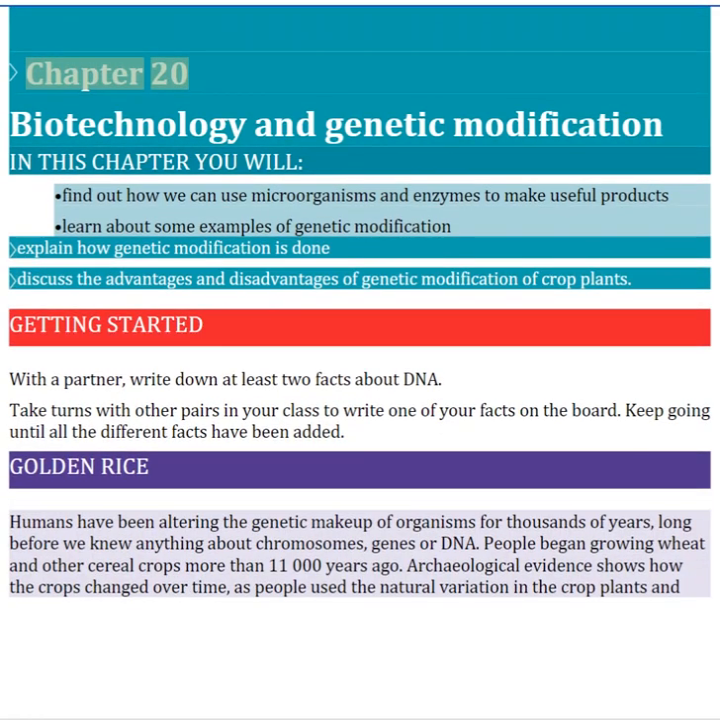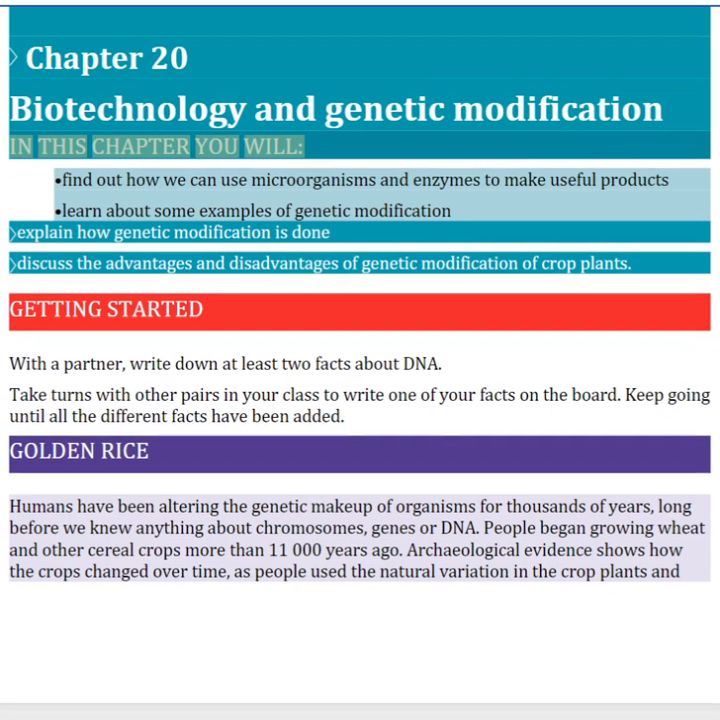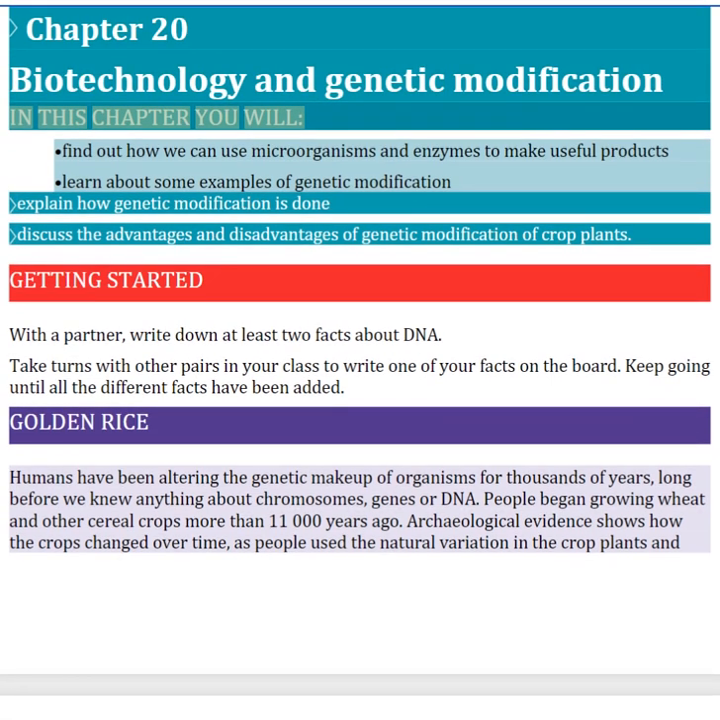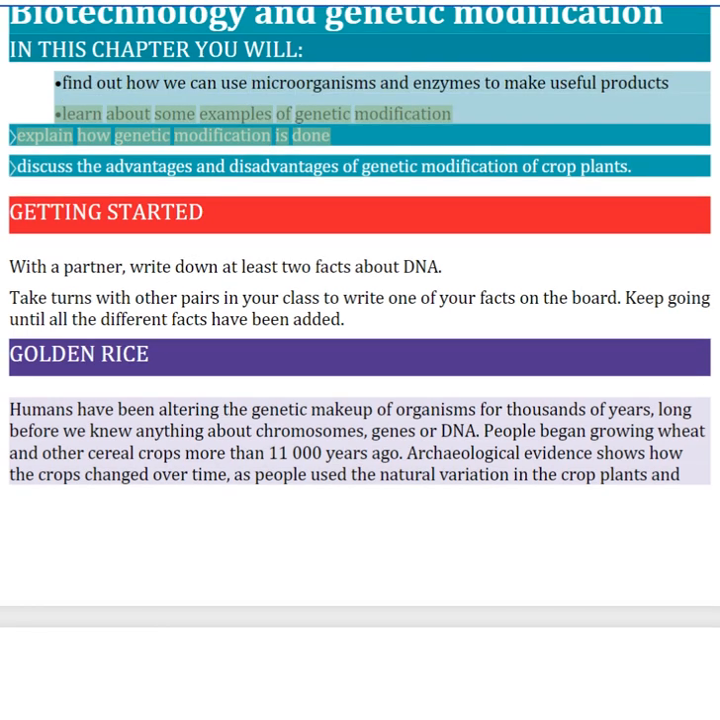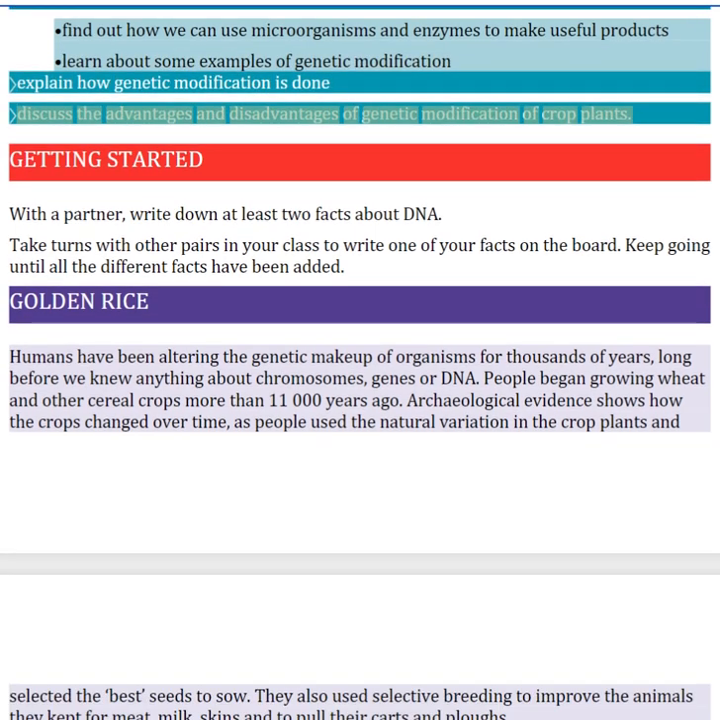Chapter 20. Biotechnology and Genetic Modification. In this chapter you will find out how we can use microorganisms and enzymes to make useful products. Learn about some examples of genetic modification. Explain how genetic modification is done. Discuss the advantages and disadvantages of genetic modification of crop plants.